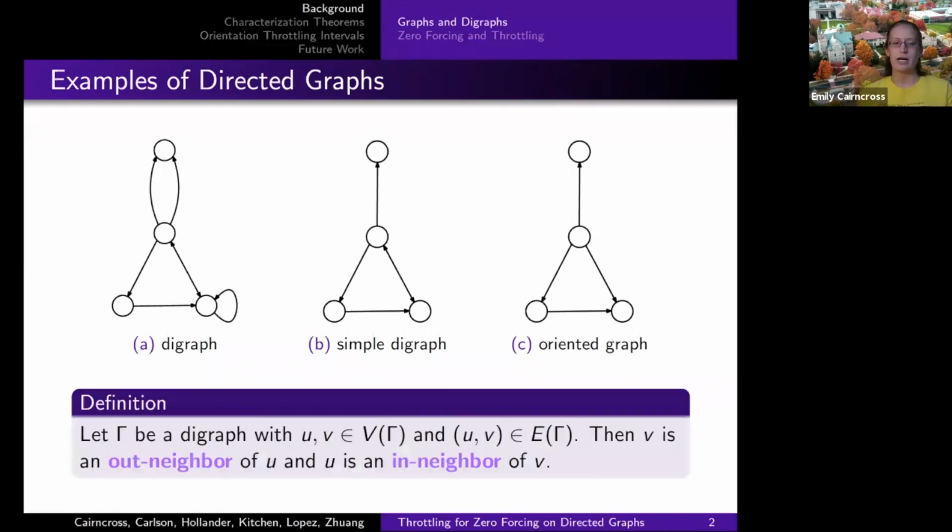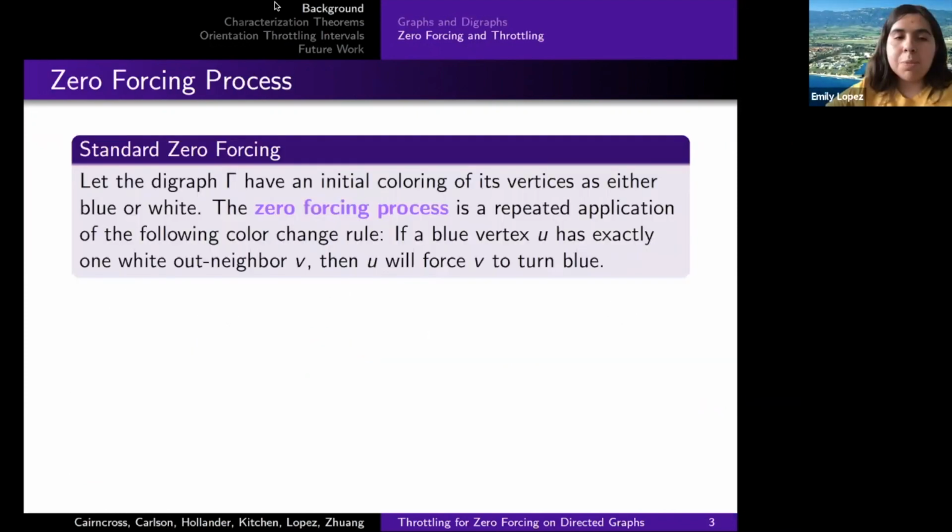Also, if gamma is a digraph with vertices u and v, and an arc going from u to v, then v is an out neighbor of u and u is an in neighbor of v. Our research project this summer relies on a coloring game on a digraph called the zero forcing process. And this is where we are given an initial coloring of the vertices as either blue or white, and we repeatedly apply the following color changing rule.